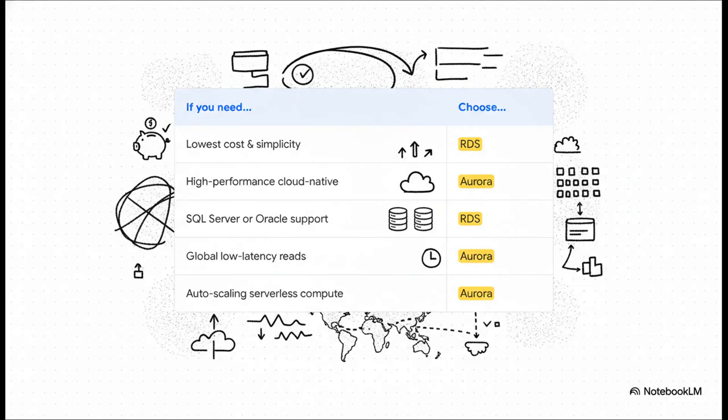Let's just look at this final guide. Needs simple and cheap? RDS. Need raw cloud-native horsepower? Aurora. Needs SQL Server? Has to be RDS. But what if the question asks about a database that spans the entire globe for low-latency reads? That's an advanced feature called Aurora Global Database. Or a database that automatically scales the compute up and down for really spiky workloads? That's Aurora Serverless. These are huge advantages that only Aurora has.